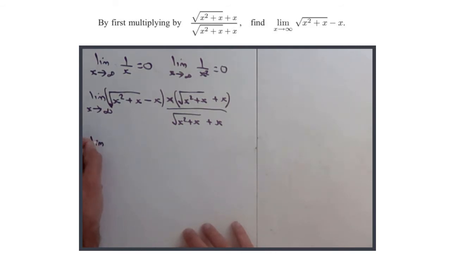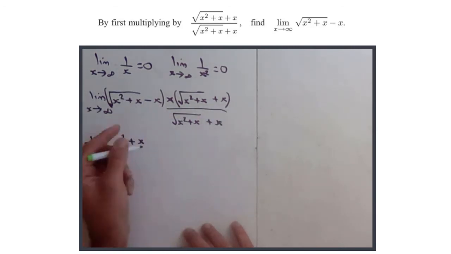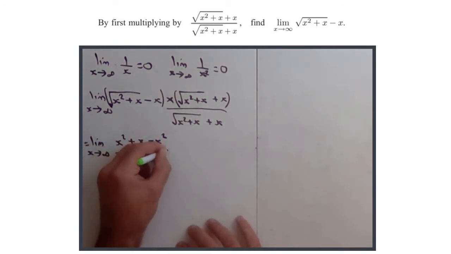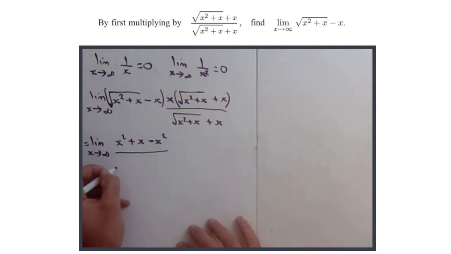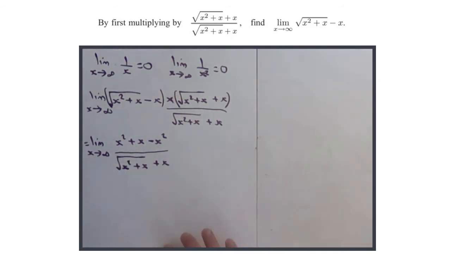So this is going to be the limit as x approaches infinity of x squared plus x, that's your a squared, minus b squared. Well, b is your x, so minus x squared. You can already see the numerator is looking quite nice. Over the square root of x squared plus x, which is just there on its own, so that doesn't change. Looking at that top, the x squared terms disappear, so you're just left with x on the top.